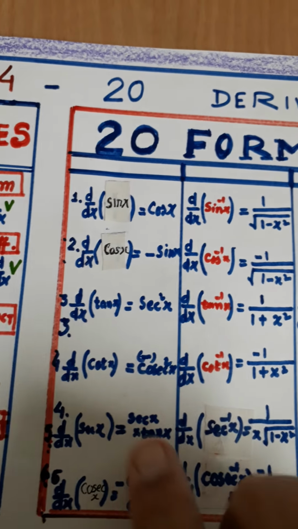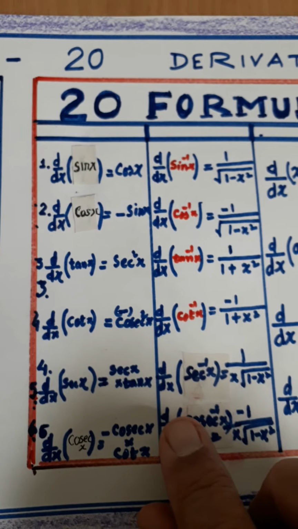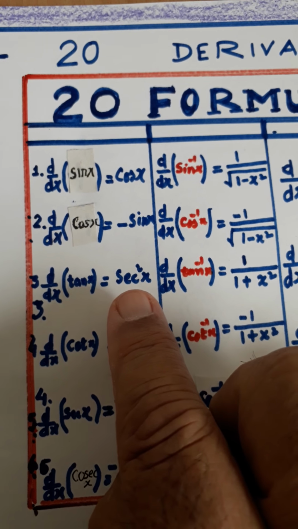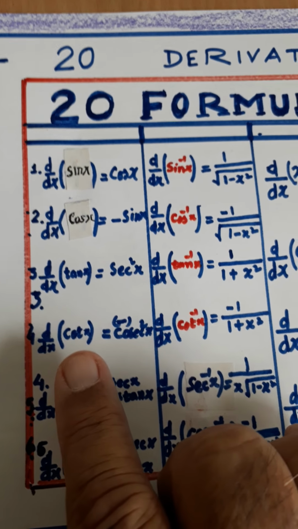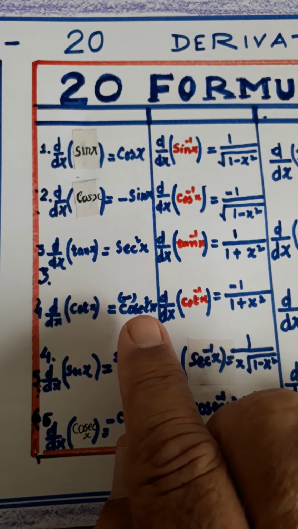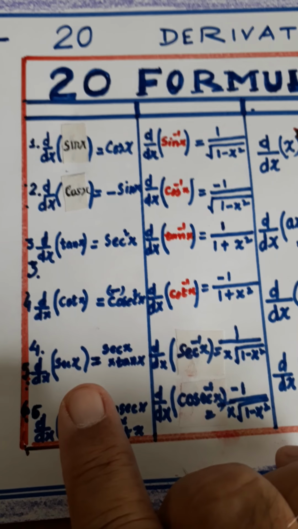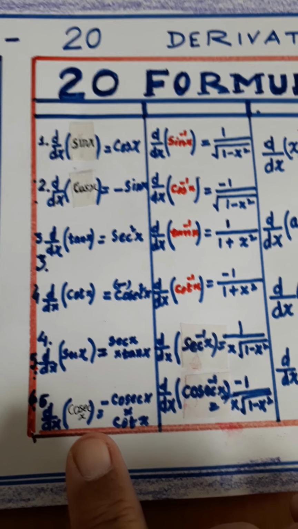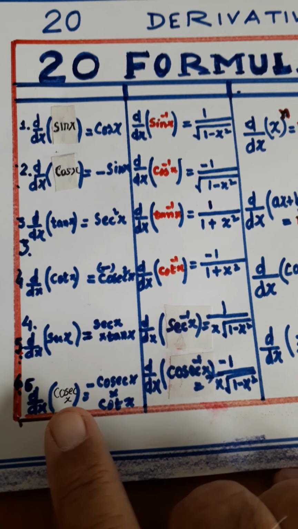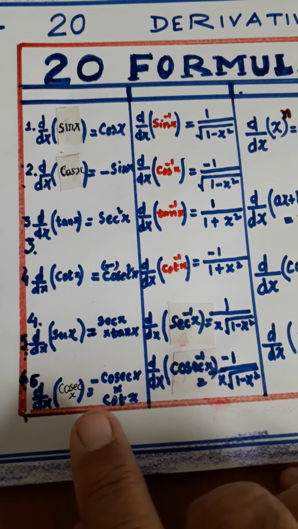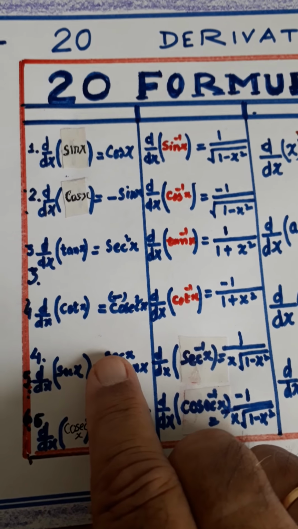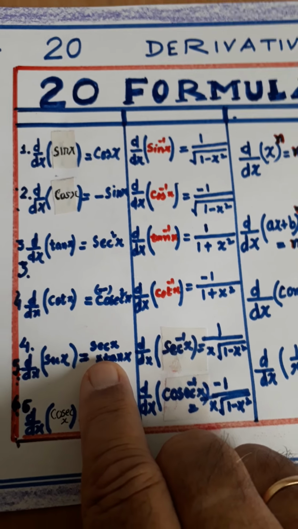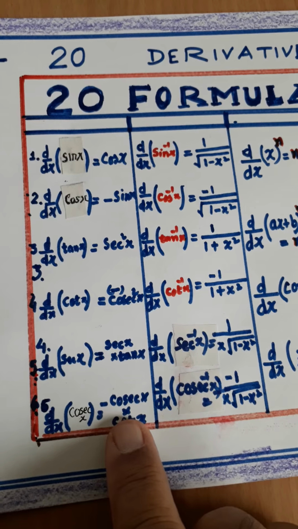Now look here. d/dx of tan x is secant square x. d/dx of cot x is minus cosecant square x. d/dx of secant x is secant x tangent x. Similarly, d/dx of cosecant x, since it starts with c, will be minus cosecant x cot x. Put co in front of it, and if it starts with c, put a minus.